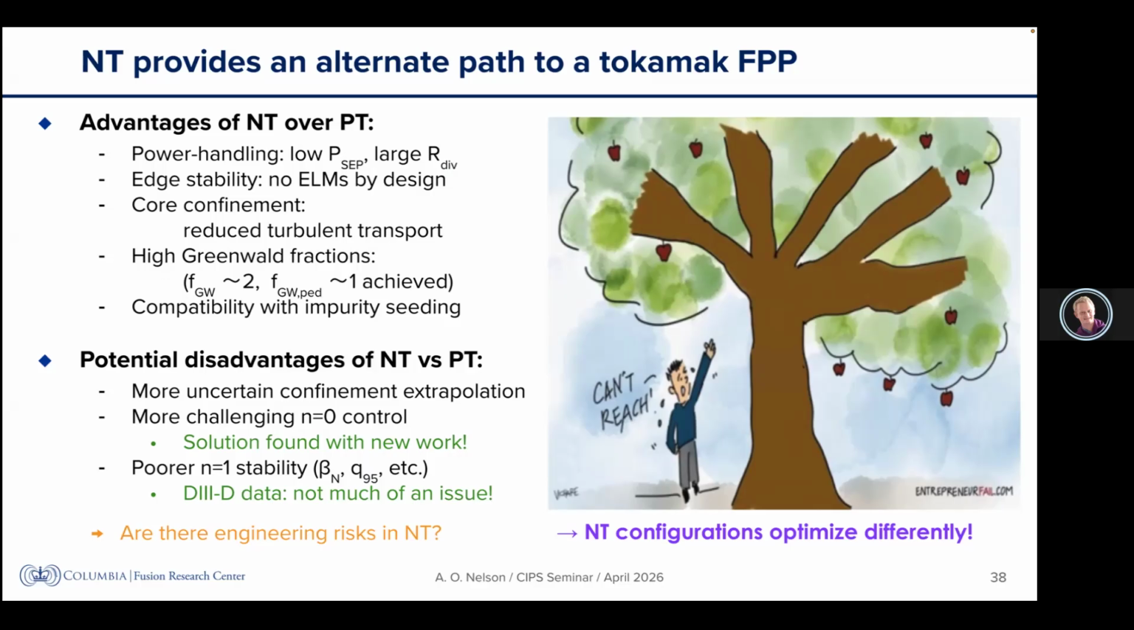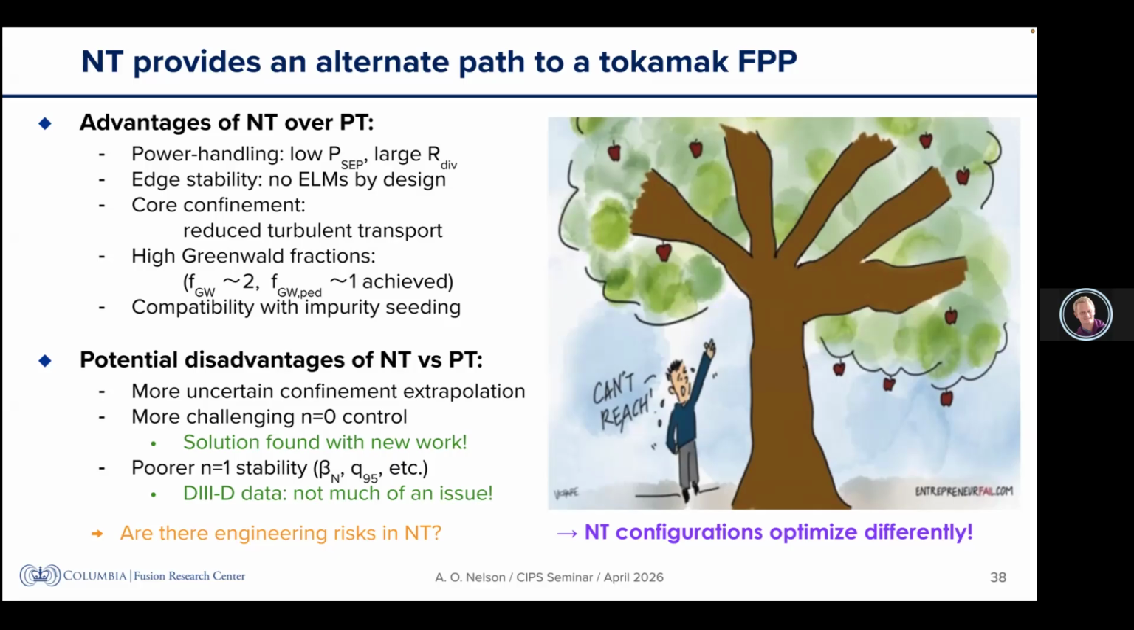There's a lot less data in negative triangularity than there is in positive triangularity. I think I mentioned in the beginning, like 99.9% of the data in tokamaks is positive triangularity. And so it's a little bit more uncertain to extrapolate, although we think we have some ways around this. There's more challenging control. I have some slides on some new work that has a solution to that. There's predicted poor stability. This is why we didn't explore it in the first place. That's still true, but it's really not that much of an issue based on the DIII-D data, right? We're still able to hit those targets that we want for an FPP.